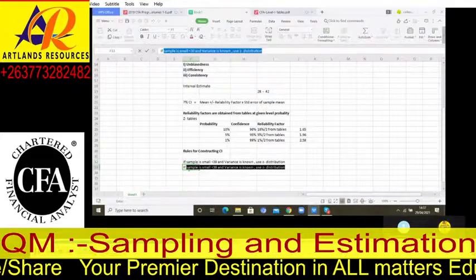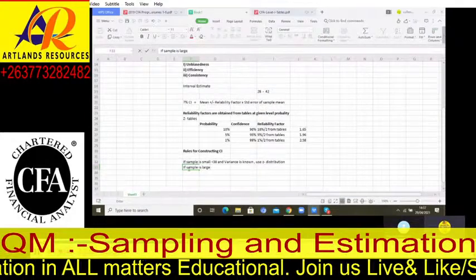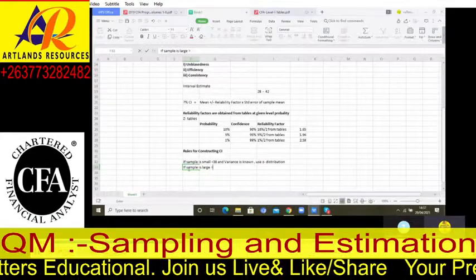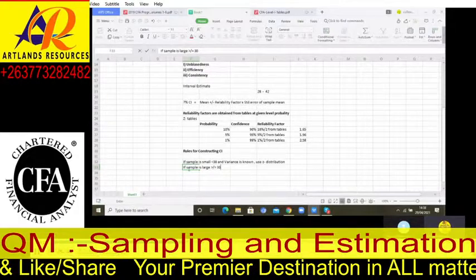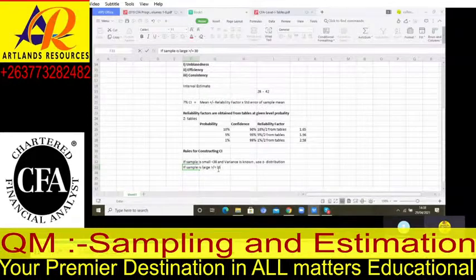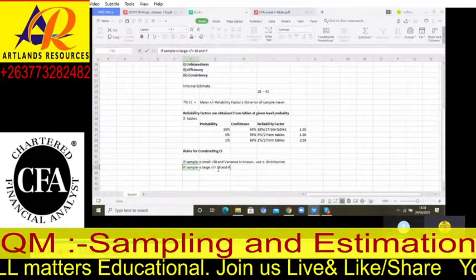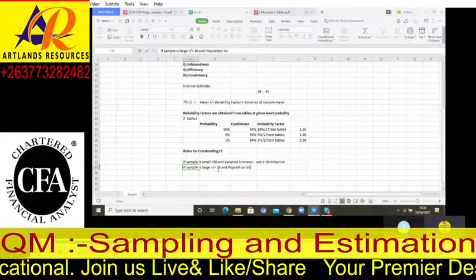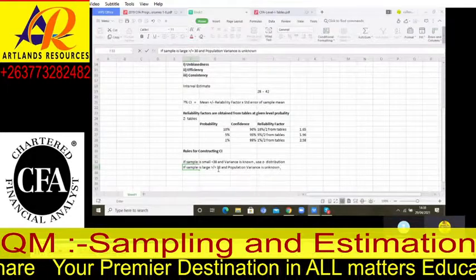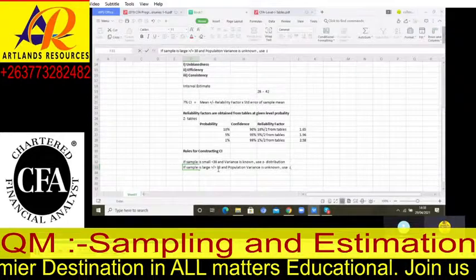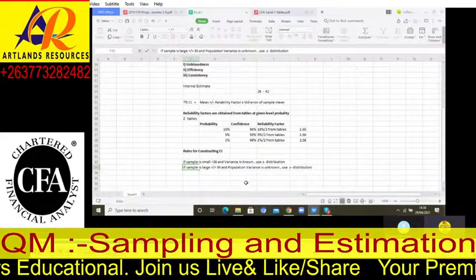If sample is large, by large we mean greater than or equal to 30. If you take a sample which is of size greater than or equal to 30, this is sample size, and variance is unknown. By variance, we are saying population variance, and population variance is unknown. What do we do? Use Z distribution again. This is because of the central limit theorem. These are now the uses of the central limit theorem that we are talking about.